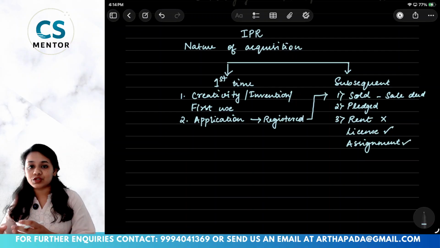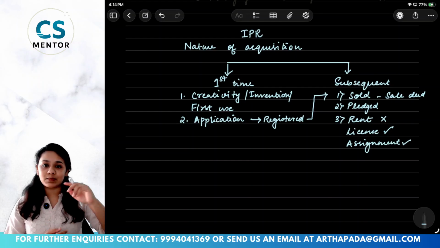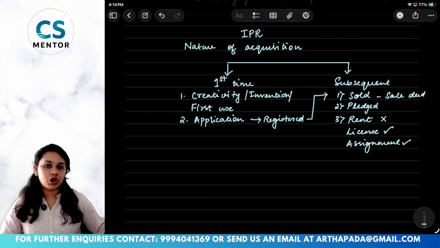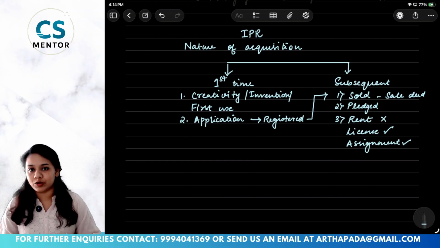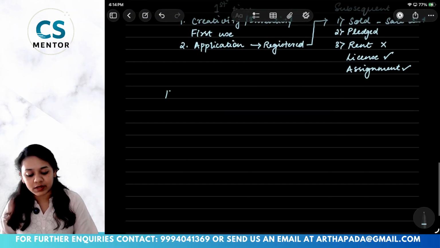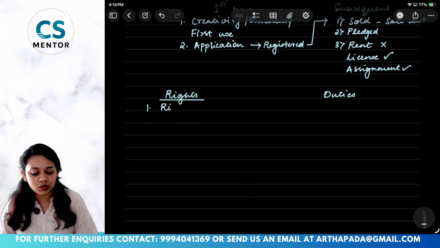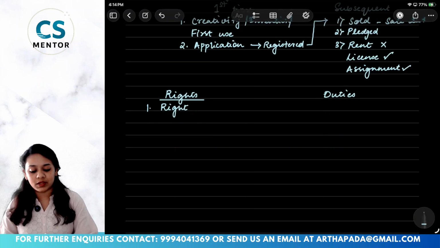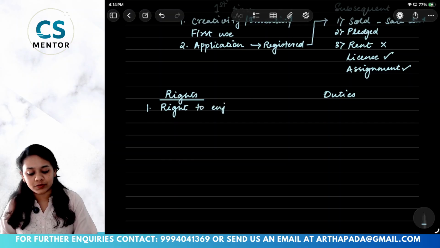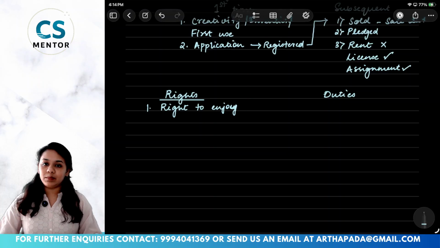There is a process of getting that particular intellectual property, and then subsequently it can be sold, transferred, all of these things, just like an immovable property. Now, just like an immovable property, what are the rights and what are the duties attached to this? When we're talking about the rights, yes, the owner of the intellectual property has a right to enjoy. But he can't just get a patent and keep it with him.